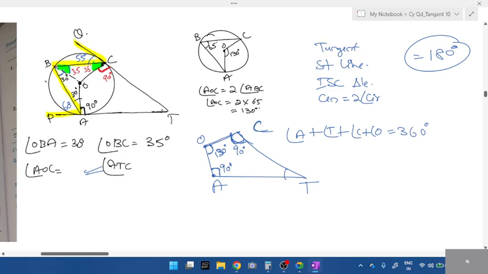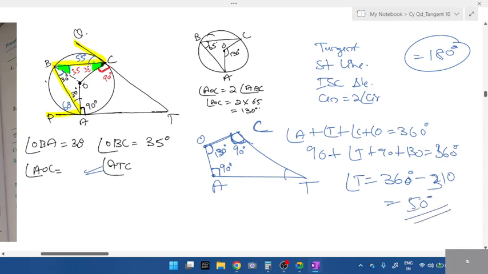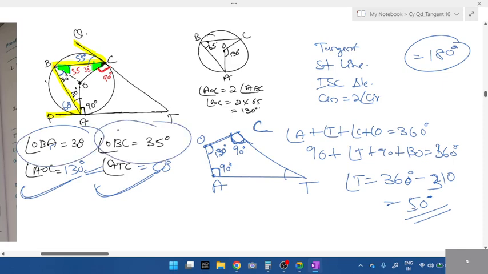90, 90, and what is the remaining? 50 degrees. A is equal to 90 plus angle T plus 90 plus 130 is 360. Okay, 360 minus 90, 90, 180, 130 minus... sorry, 310. Angle T is 50 degrees. AOC was 130. Angle C was 50 degrees. See, these two are very easy to find, student. The toughest part was the first two. For that, we have to use the isosceles concept.